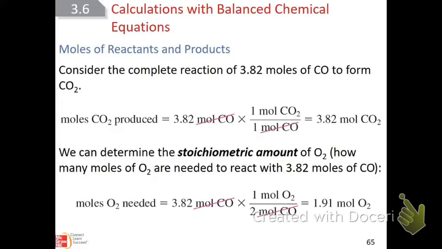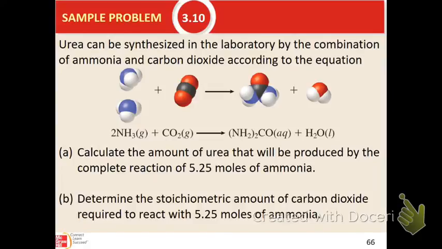This next slide gives you a practical example. This is in your textbook on page 99, talking about urea can be synthesized in the laboratory by a combination of ammonia and carbon dioxide, and it gives you the equation. 2 ammonias with 1 carbon dioxide produces urea right here, and then water. That's the chemical equation for urea right there, and then water. And it asks you to calculate the amount of urea that's produced. And I'm going to let you work through that one.